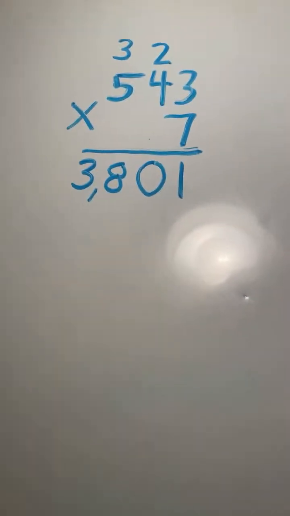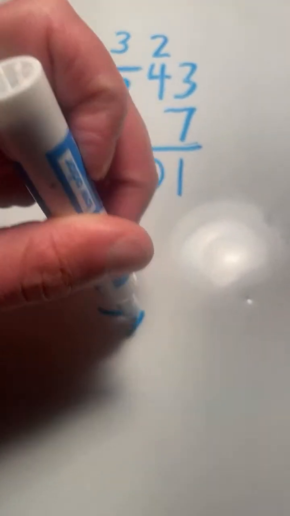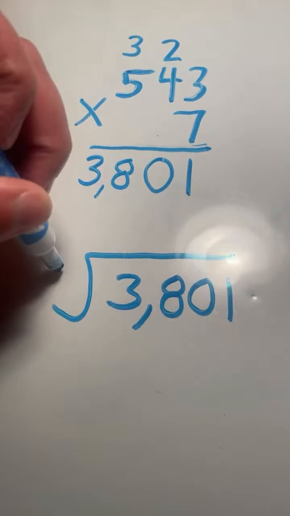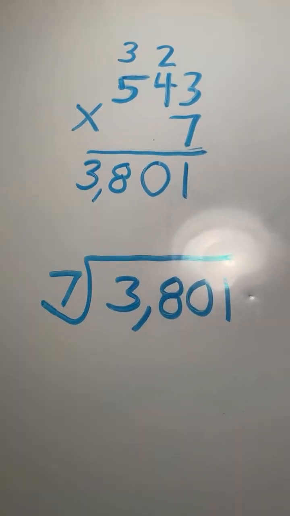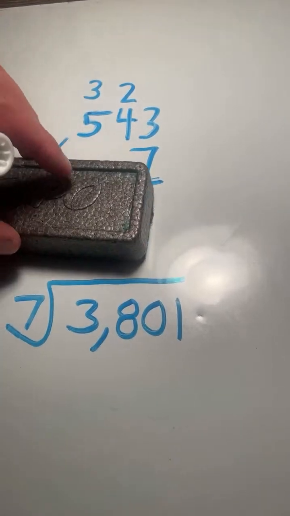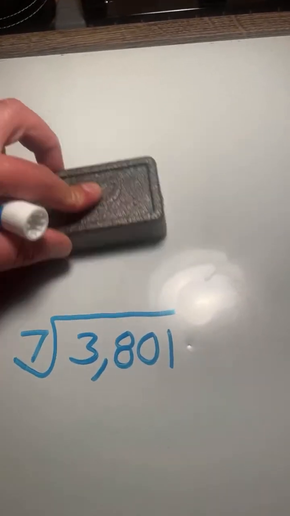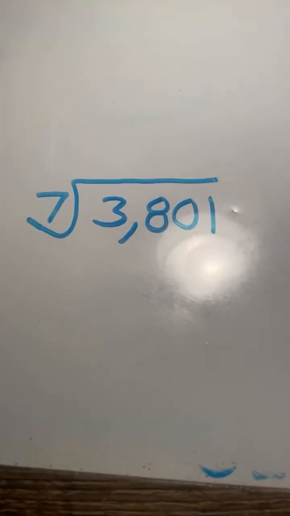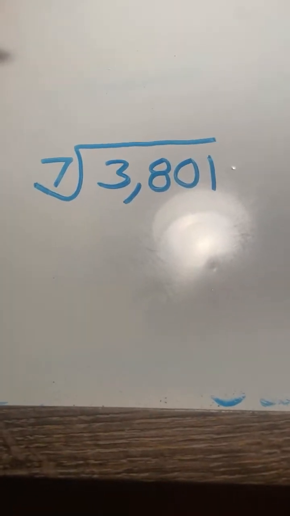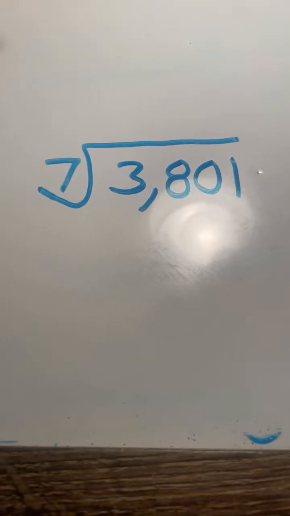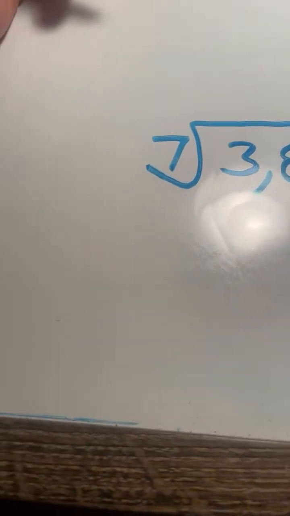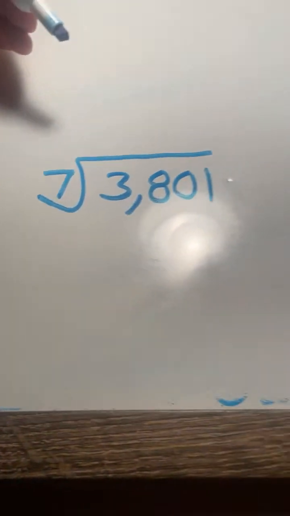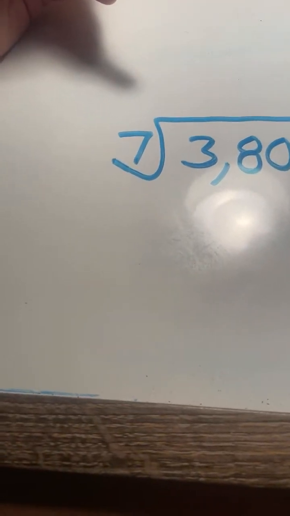All right, next example problem. 3,801 divided by 7. So we start dividing by the smallest number possible. And again, the rule is the number inside the square has to be equal to or bigger than the number outside the square. So 7 is bigger than 3, so we cannot start out with 1 digit by 1 digit division. We can start out with 2 digit by 1 digit division.